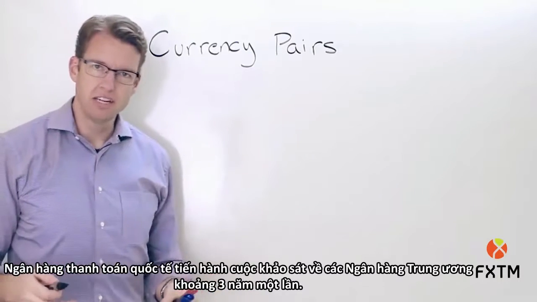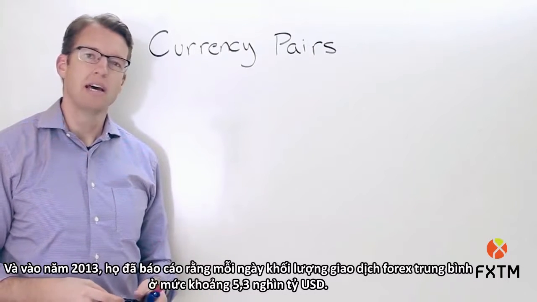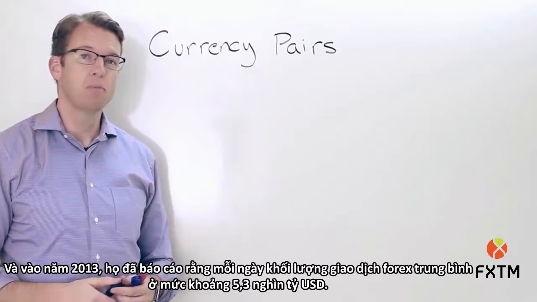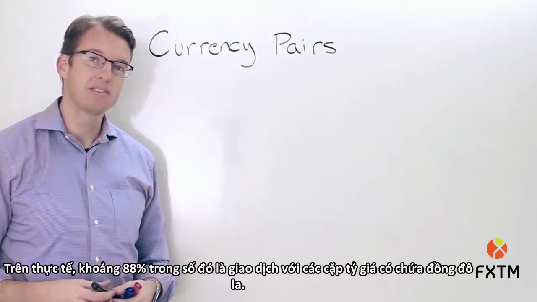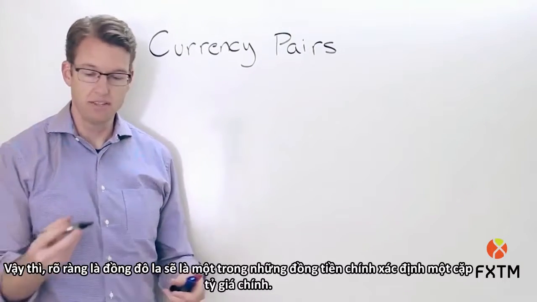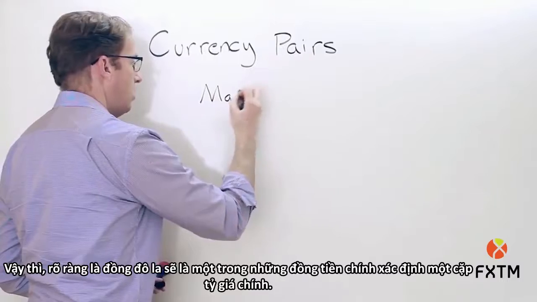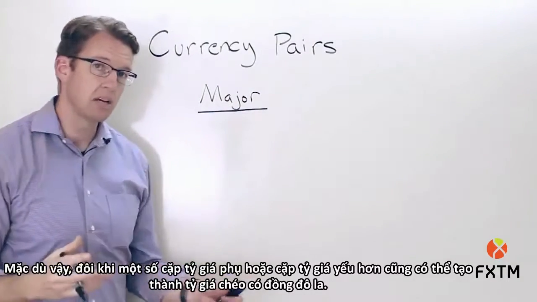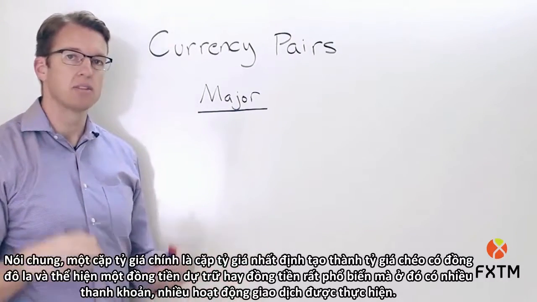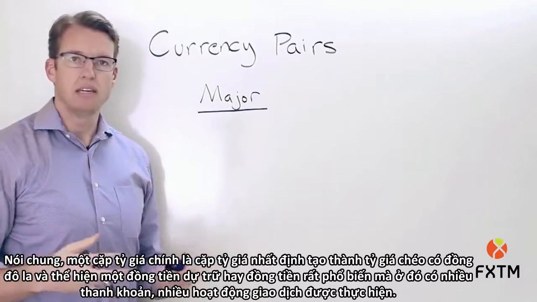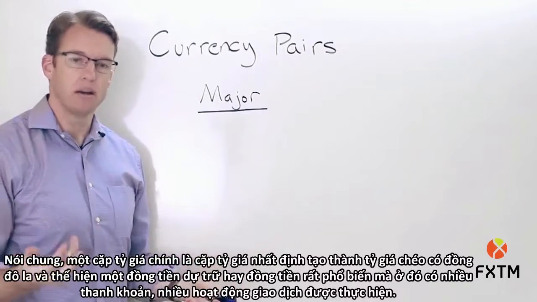The Bank for International Settlements does a survey of central banks about every 3 years. And in 2013, they reported an average volume in the Forex of about $5.3 trillion per day. About 88% of that was with currency pairs that had the dollar on one side or the other. So it's obviously going to be one of the key currencies that will identify a major pair, although some of the more minor pairs or exotic pairs will also be crossed with the dollar from time to time. But generally speaking, a major pair is something that is crossed with the dollar and that represents a reserve currency or a very popular currency where there's a lot of liquidity, a lot of trading being done.